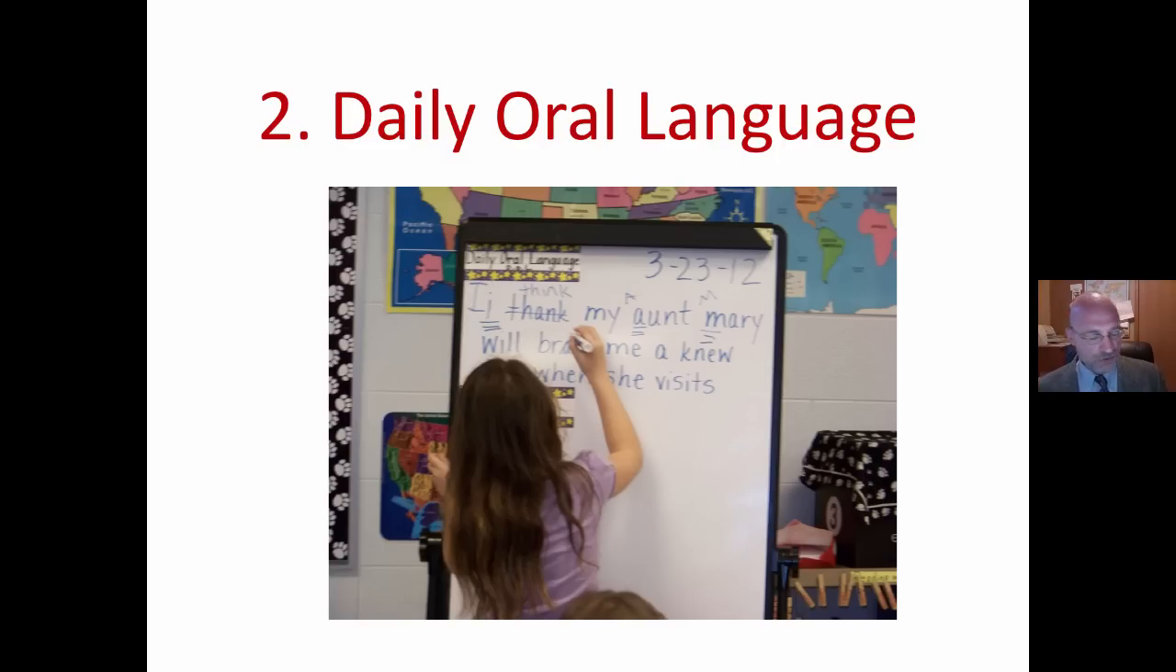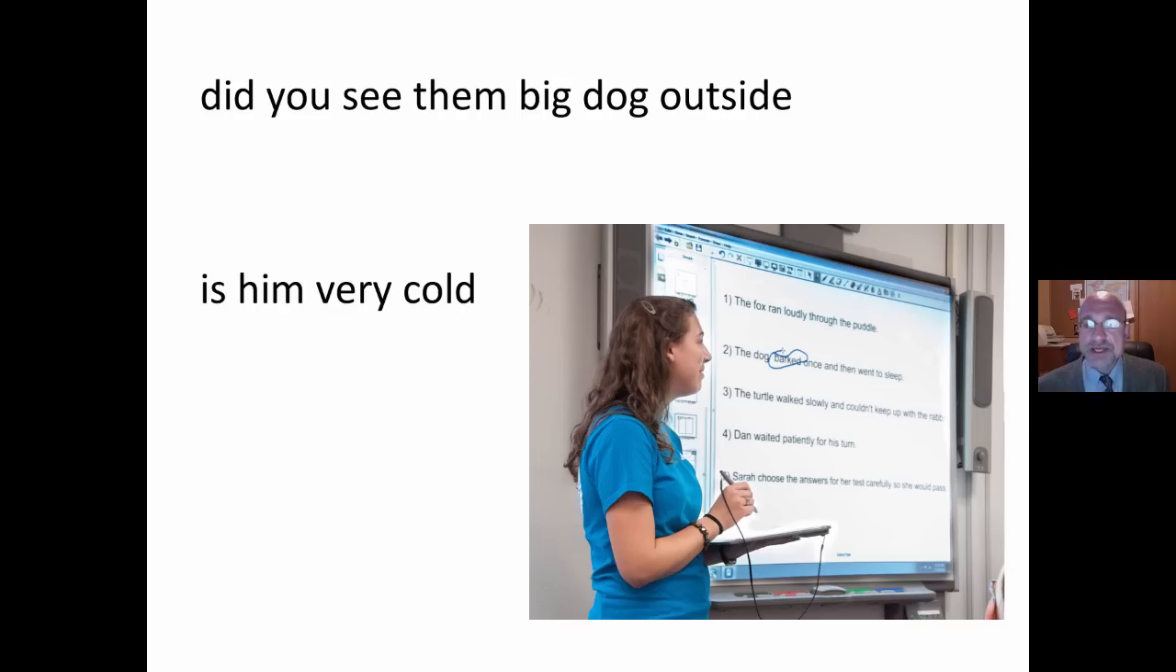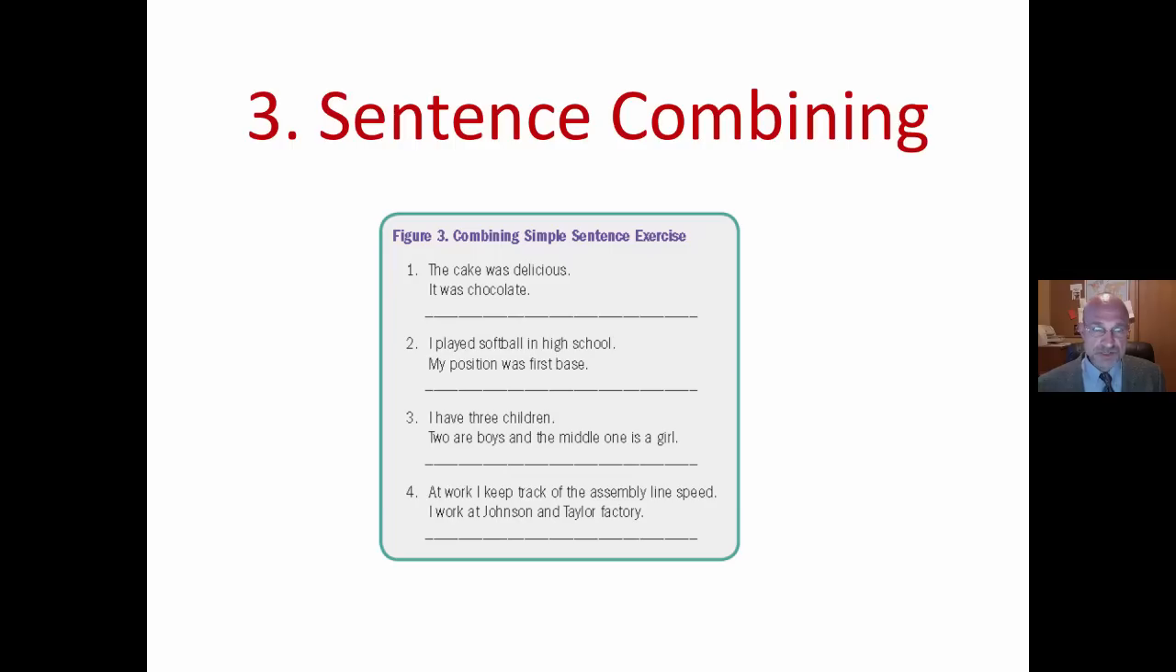Daily oral language: you simply see a sentence or 3 or 4, or a paragraph for older students. They have to read it through and make the corrections. These are great done in small group because the conversation that occurs is part of the teaching and learning, and it allows you incidental instruction. And here students are looking to make sense out of this. They're looking at pronouns and words in between.